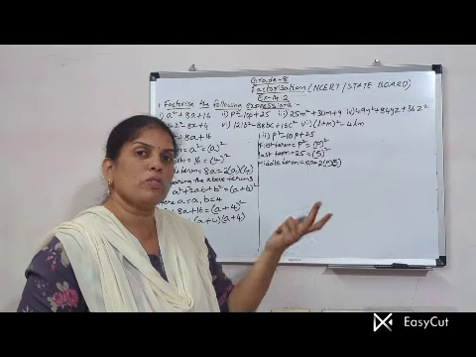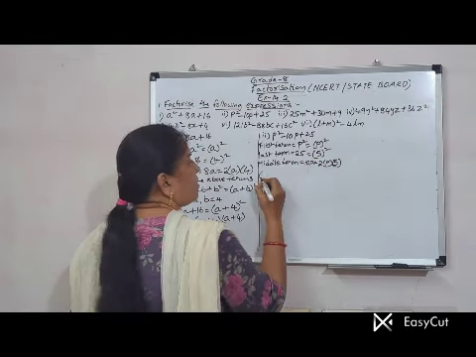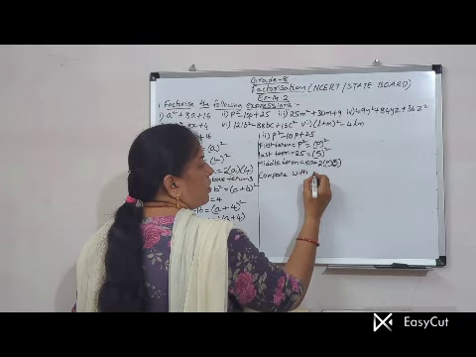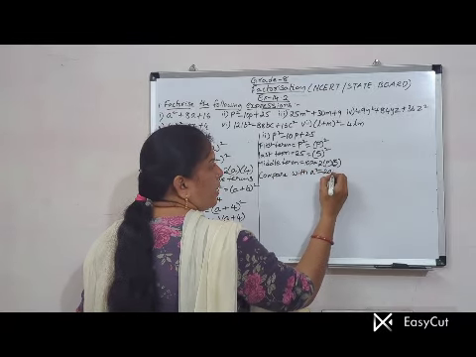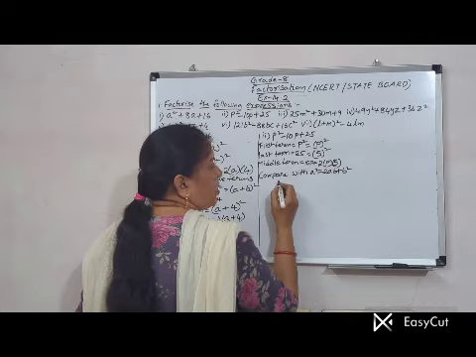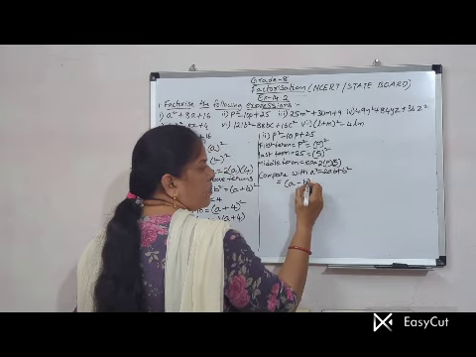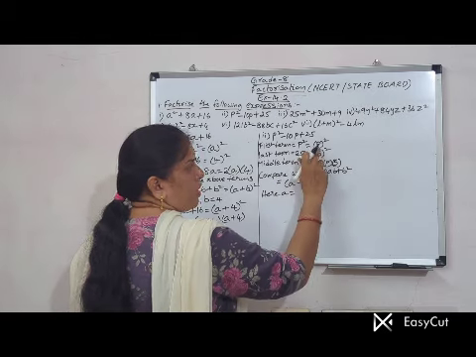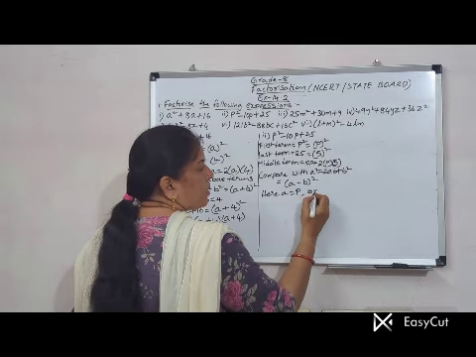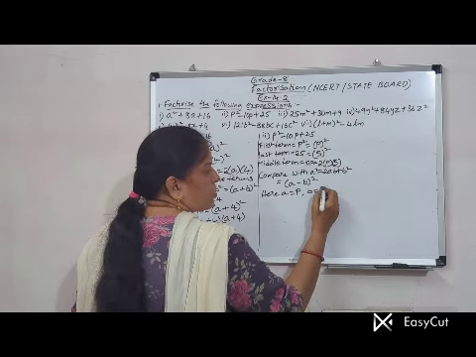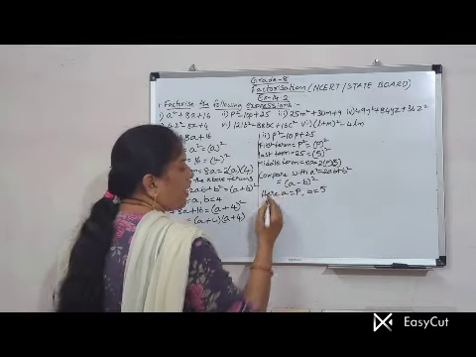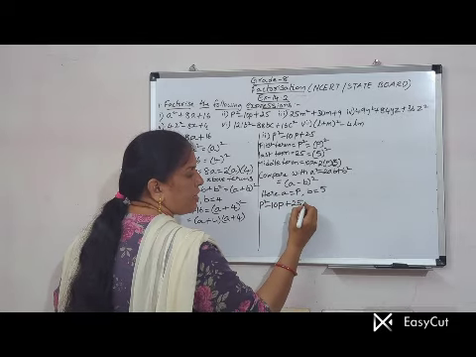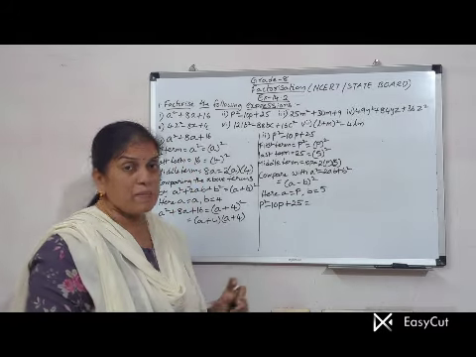So, a minus b whole square formula. Compare with a square minus 2ab plus b square. What is the formula? A minus b whole square. Here, a is equal to how much in the place of a? P. B is equal to how much? 5. So, what is the question? P square minus 10p plus 25 is equal to a minus b whole square.